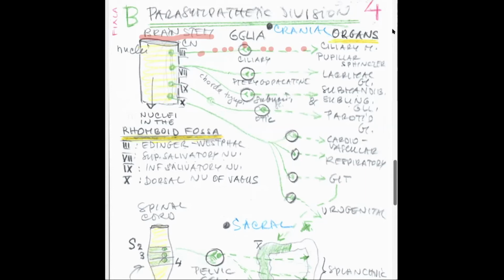Then the second nucleus is the superior salivatory nucleus, belonging to nerve number 7. It has 2 different ways. Number 1, passing into the pterygopalatine ganglion, from which the postganglionic fibers run to the lacrimal gland, but not only the lacrimal gland. We remember that it innervates also a large area of the nasal mucosa, the paranasal sinuses, etc.